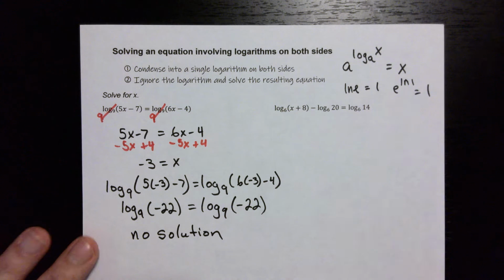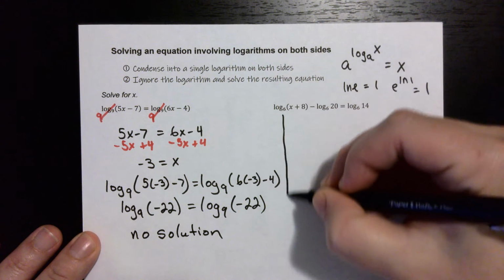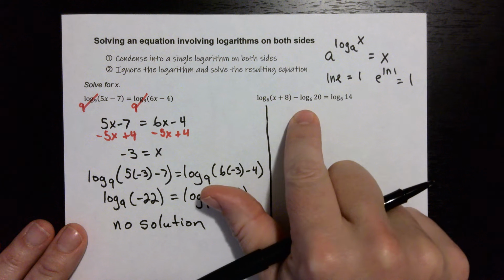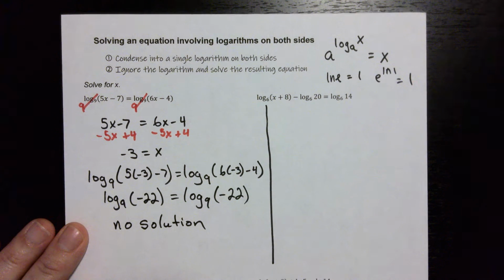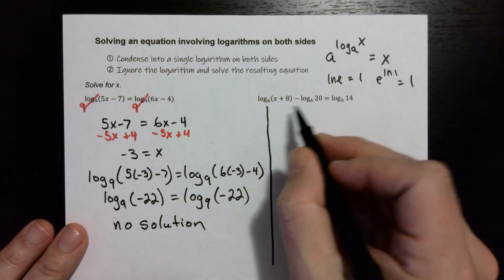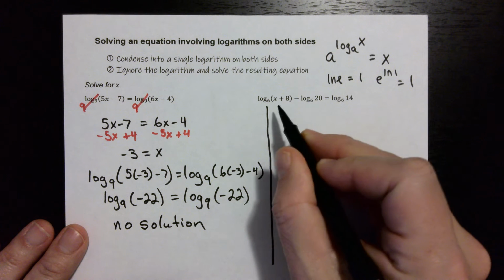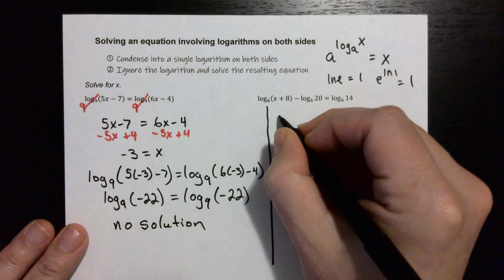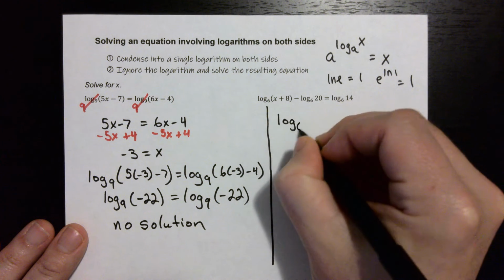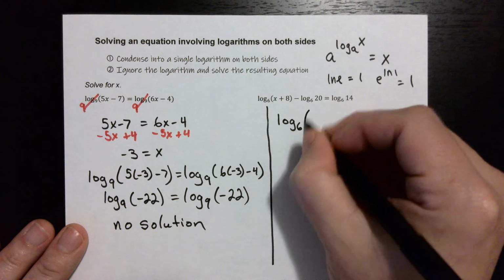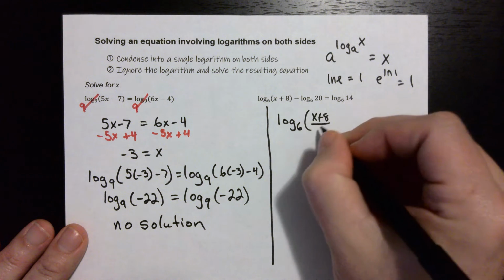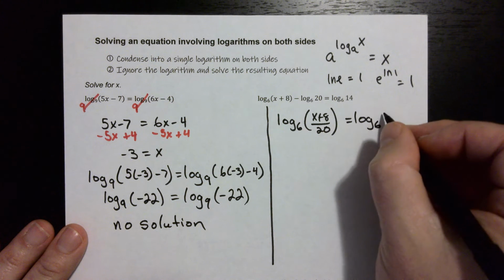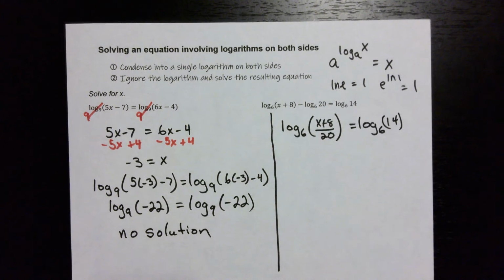Okay. All right, let's look at the next problem over here. We've got log base 6 of x plus 8 minus log base 6 of 20 equals log base 6 of 14. So the first thing we're going to do, since we have multiple logarithms on this side, is bring them together. There's a subtraction sign. They have the same base, so we can bring them together by dividing the inside. So I'll get log base 6 of x plus 8 divided by 20. Okay, that's the quotient rule, equals log base 6 of 14. Okay, I can do what I did last time.